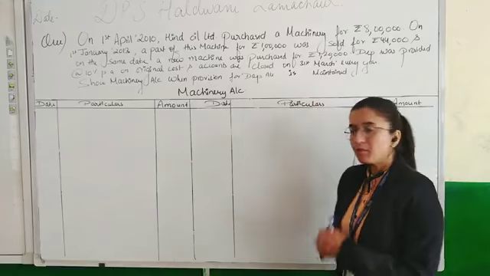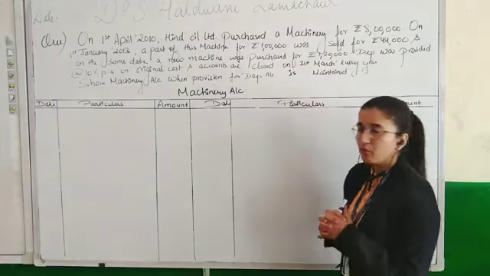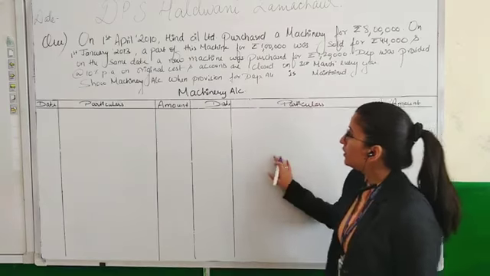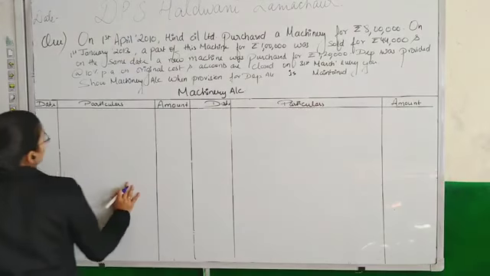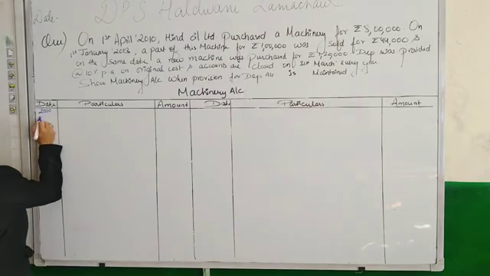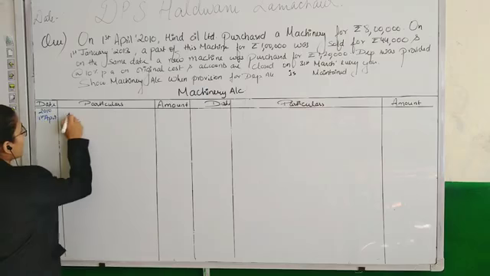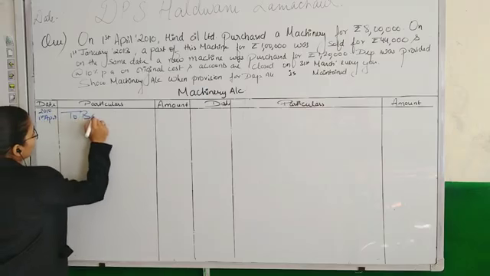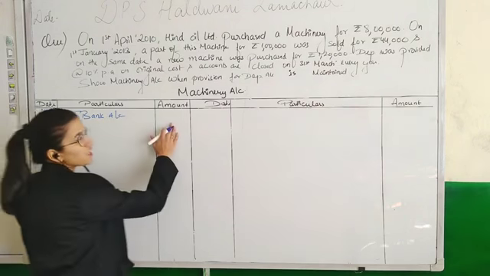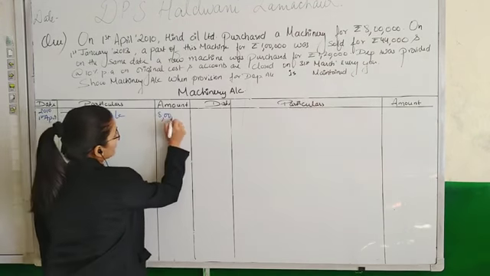So after preparing provision for depreciation account, we will now prepare machinery account. Now here, the machinery was purchased on 1st April 2010. Here is 2010, date is 1st April. We will write the purchase of machinery as to bank account. Purchase price is 8 lakh rupees.